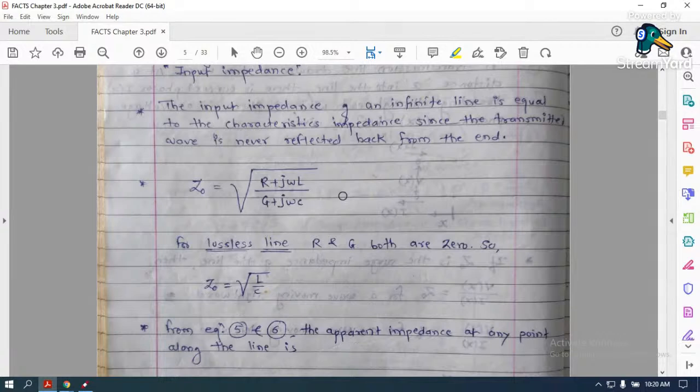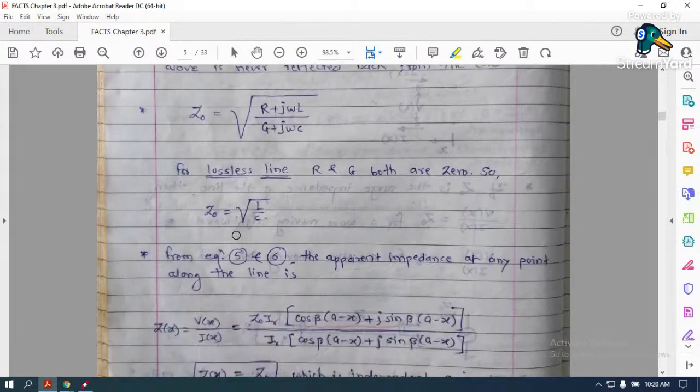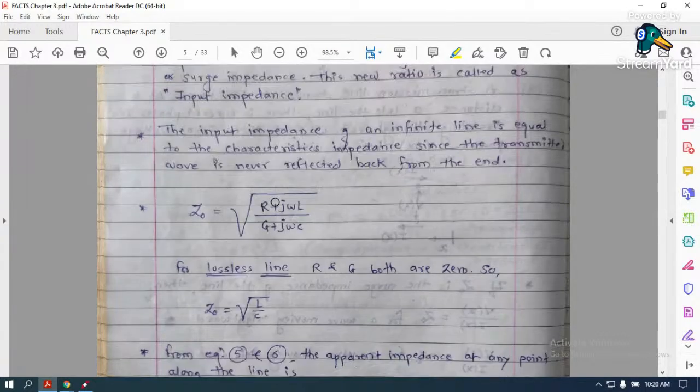Okay. Now normally for a lossless line, we consider R and G as 0, right? We ignore them. So in that case, Z0 will be the square root of L by C. But for a lossy line, you have to consider R and G. So it will be the square root of R plus j omega L divided by G plus j omega C.